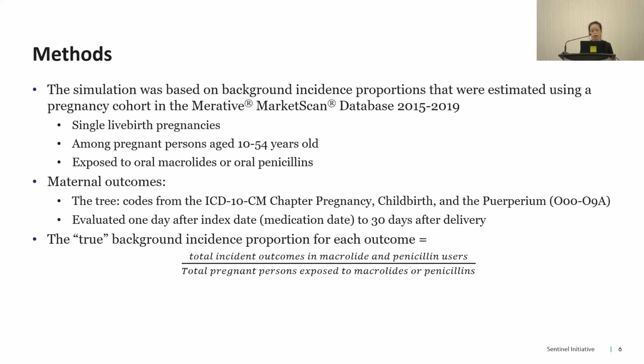And the way that we calculate the true background incident proportion for each outcome in our tree is the total incident outcome among the macrolide or penicillin users divided by the total pregnant persons exposed to either macrolide or penicillin.